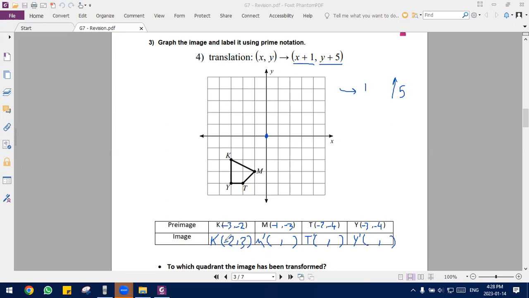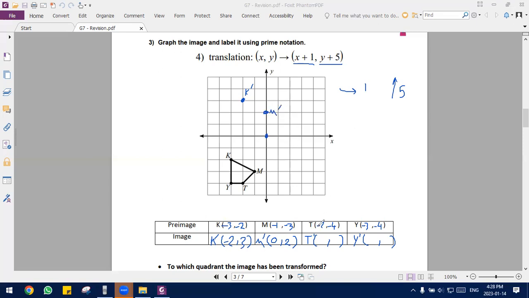Let me place this point now on the graph. -2, 3. It's here. And they said use prime notation, so I should name it as K prime. Now for m, -1, when I add 1, it will be 0. -3, when I add 5, it will be 2. Now let me graph this point. 0, 2. X is 0, y is 2. It's here. We name it as m prime.